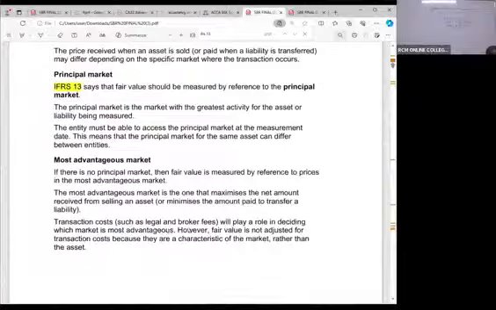Transaction costs such as legal and broker fees will play a role in deciding which market is most advantageous. However, fair value is not adjusted for transaction costs because they are characteristic of the market rather than the asset. What you're supposed to know is that transaction costs will help us when ascertaining the most advantageous market, but we shall always exclude them whenever you're getting the fair price.